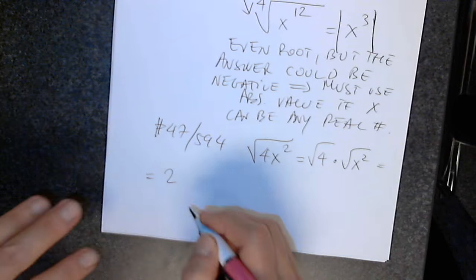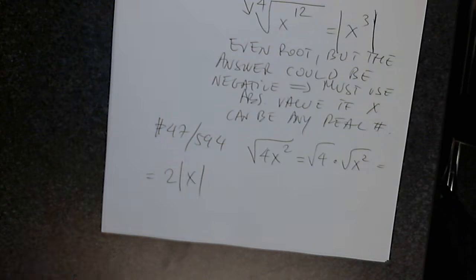The absolute value of 2x. I already took 2 outside because of that reason. 2 does not belong inside the absolute value. Very good. What about 49?